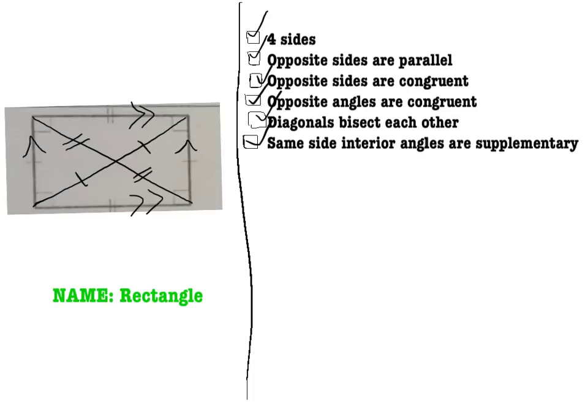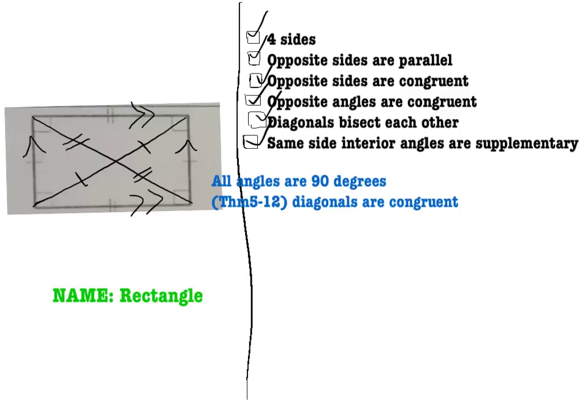Now I asked you to have a marker out, so I'm going to do this in blue. These are 2 criteria that are specific just to rectangles. In rectangles, all the angles are 90 degrees. So if we didn't know that already, we'll just add that in specifically. And the second thing, this is a theorem. By theorem 5-12, we know that the diagonals, not only do they bisect each other, the diagonals are congruent.